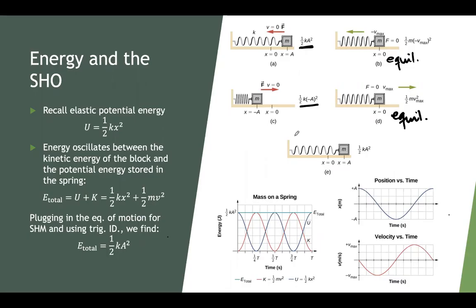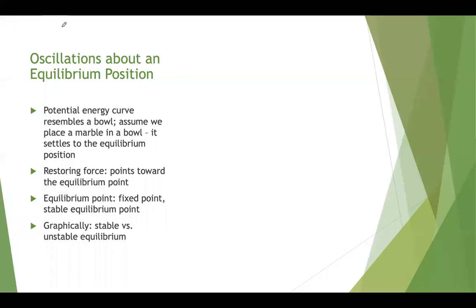All right, so now let's move on to oscillations about an equilibrium position. Now let's think about the potential energy that would happen in a bowl. So assume we place a marble in a bowl and it settles to the equilibrium position. Now, where do you think that the marble would settle?